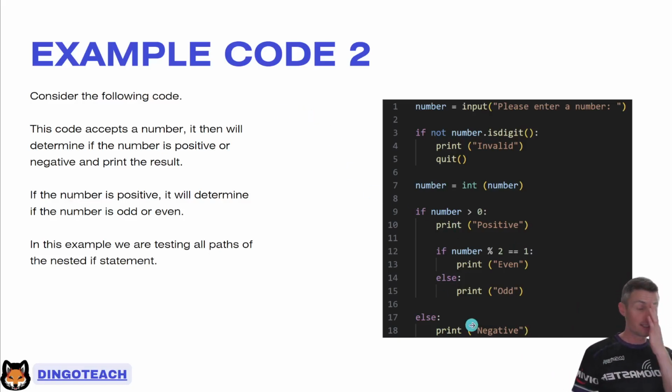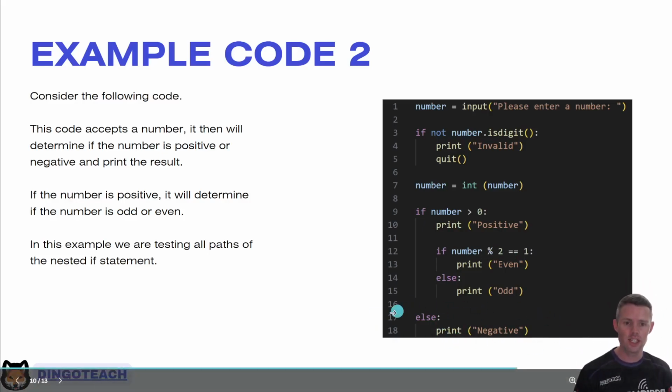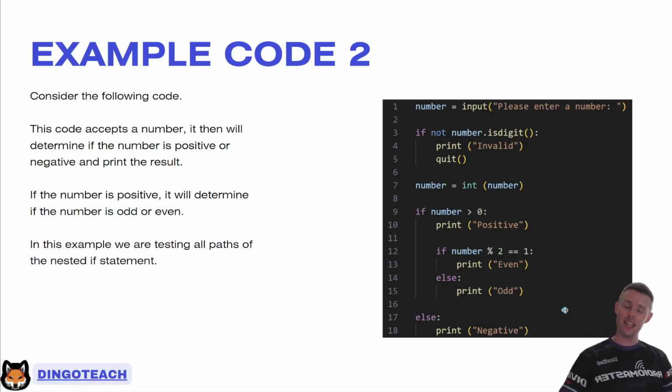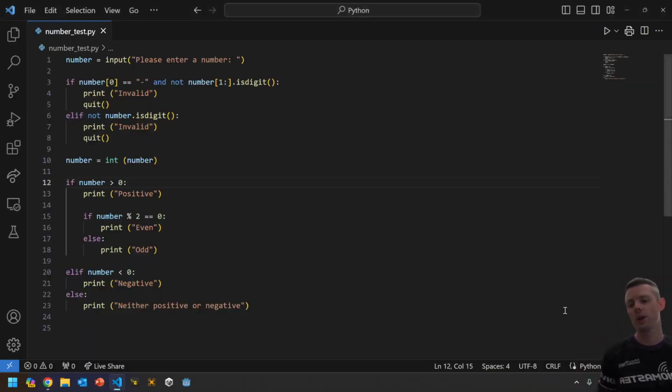And the last thing is, 0 is not negative. Well, so what I did is I changed this to an else if. It says else if number is less than 0, it's negative, and then I put else at the bottom, print neither positive nor negative. Okay, and this is what the code looks like. It's a little bit more complicated than before, but whatever.